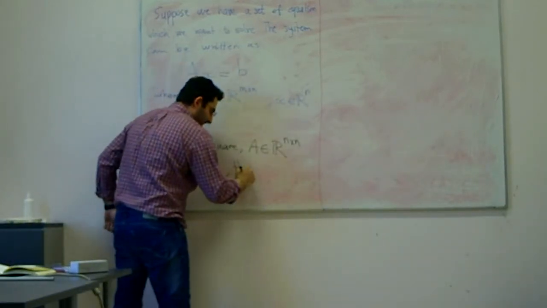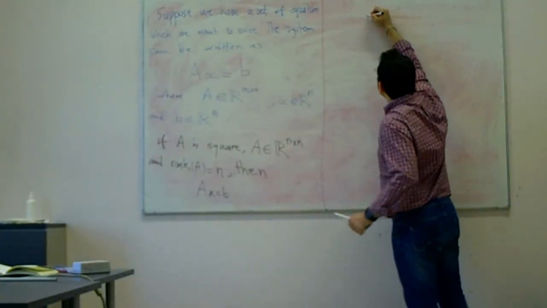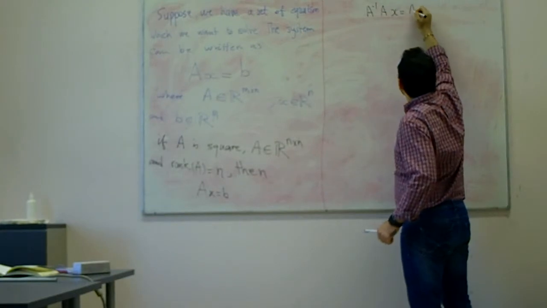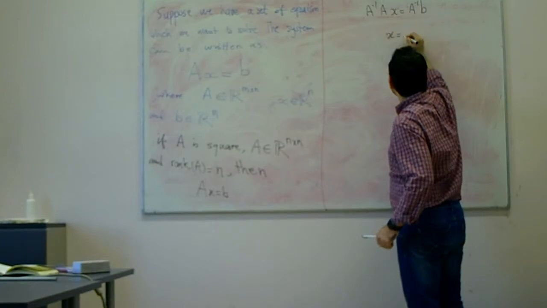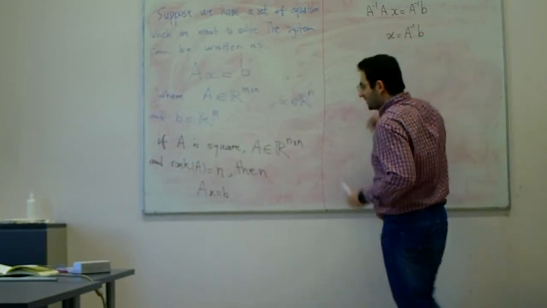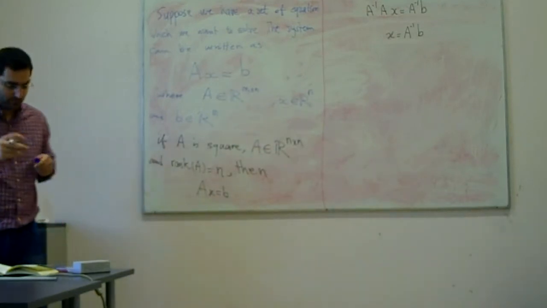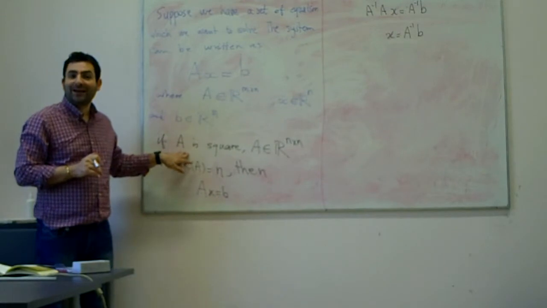So, therefore, we can do this. We can say that Ax is equal to b. We can multiply both sides by A inverse. So x is A inverse b. So this is a very easy situation. We know it from before. This is if A is squared.